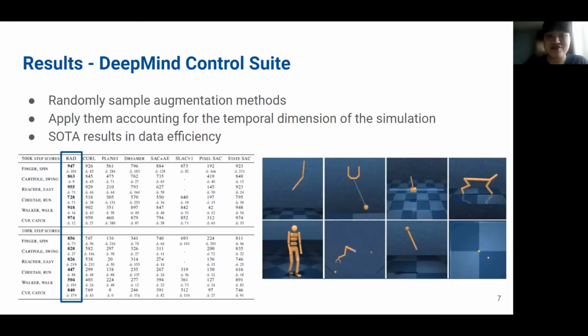I will present some results. First, on the DeepMind control suite, it randomly samples augmentation methods but applies them in a temporally consistent way, that is, in one episode, it applies the same augmentation method in every frame. And it reached SOTA results in data efficiency.